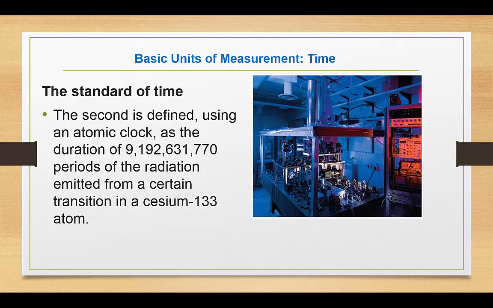Time is now based off of the atomic clock. So a second is defined as the duration of 9,192,631,770 periods of radiation emitted from a certain transition within a cesium atom, a cesium-133 atom. So it's based on a nuclear reaction, actually. That's why it's the atomic clock.